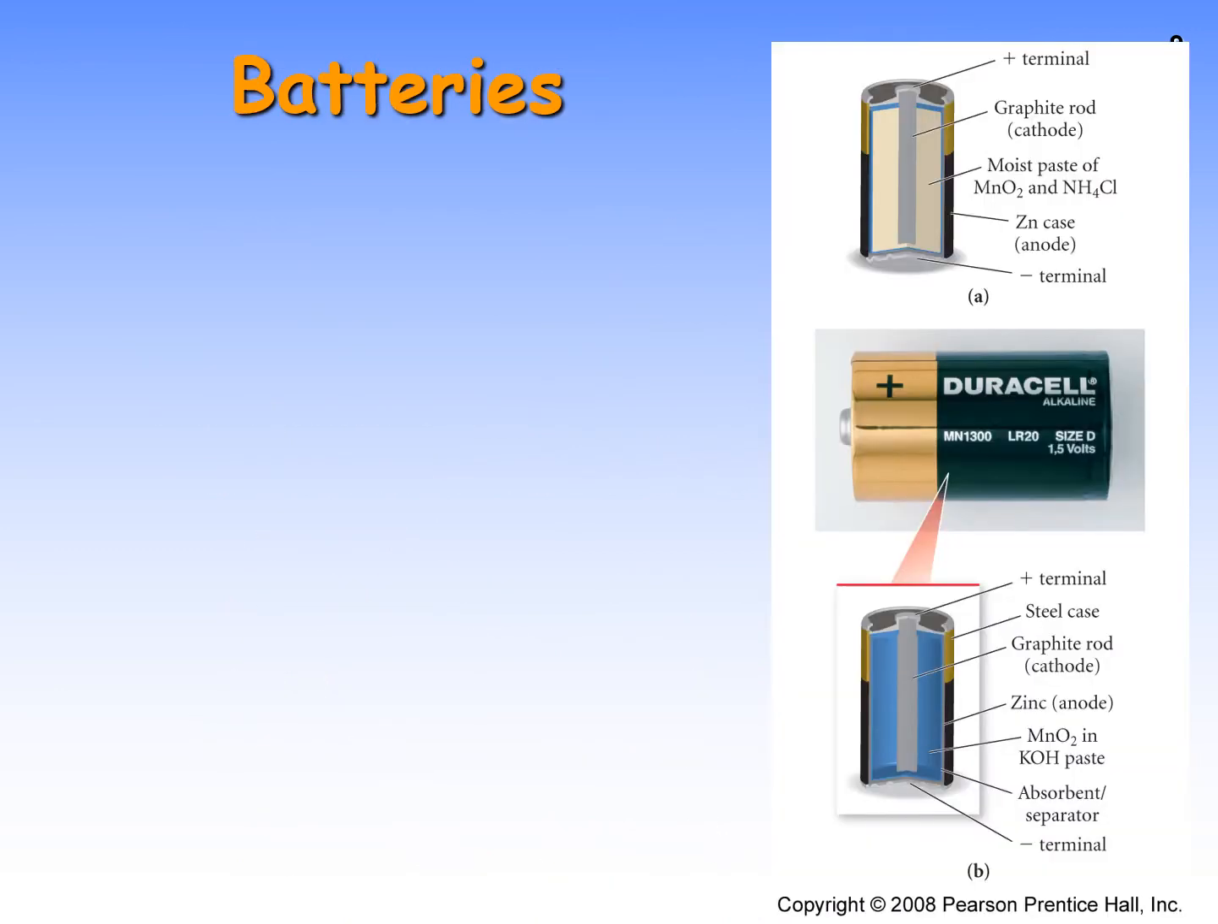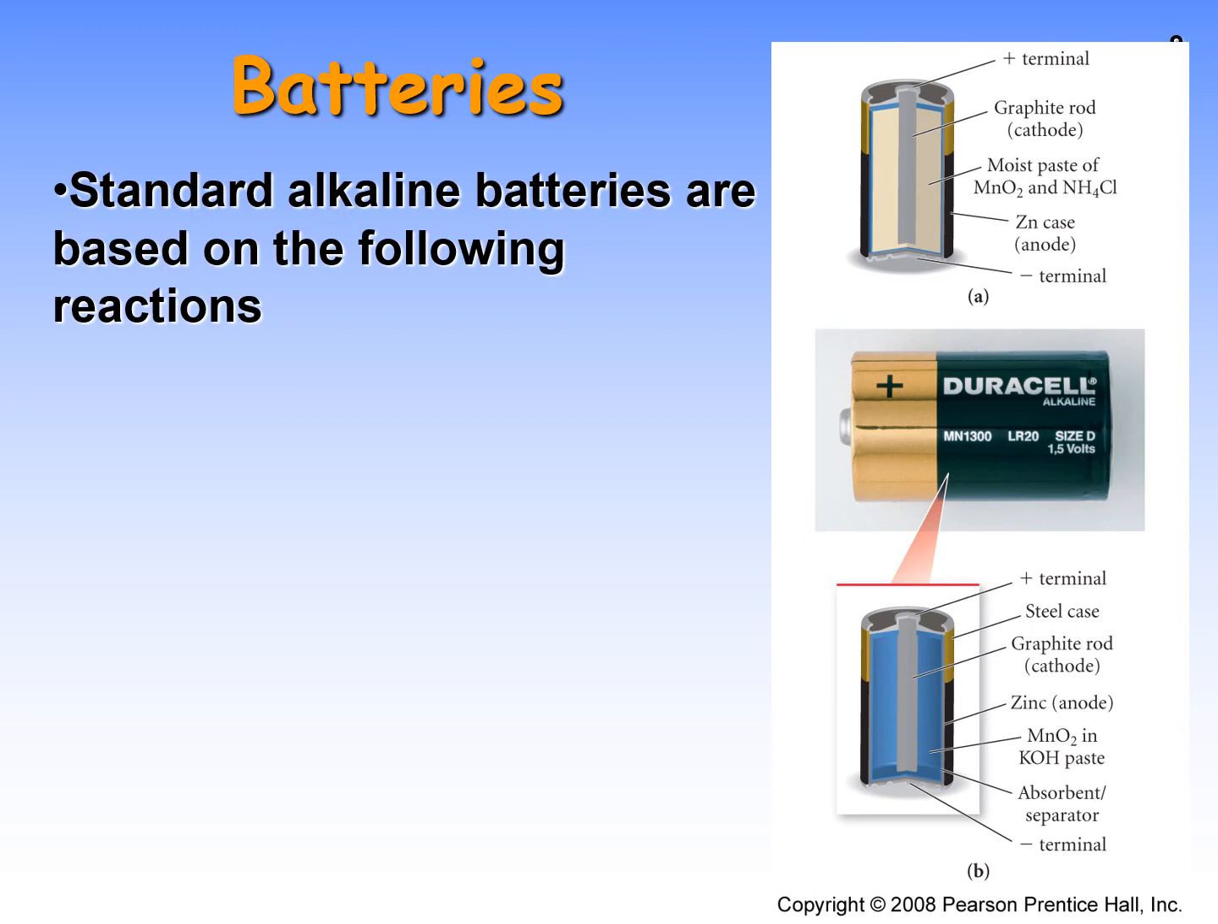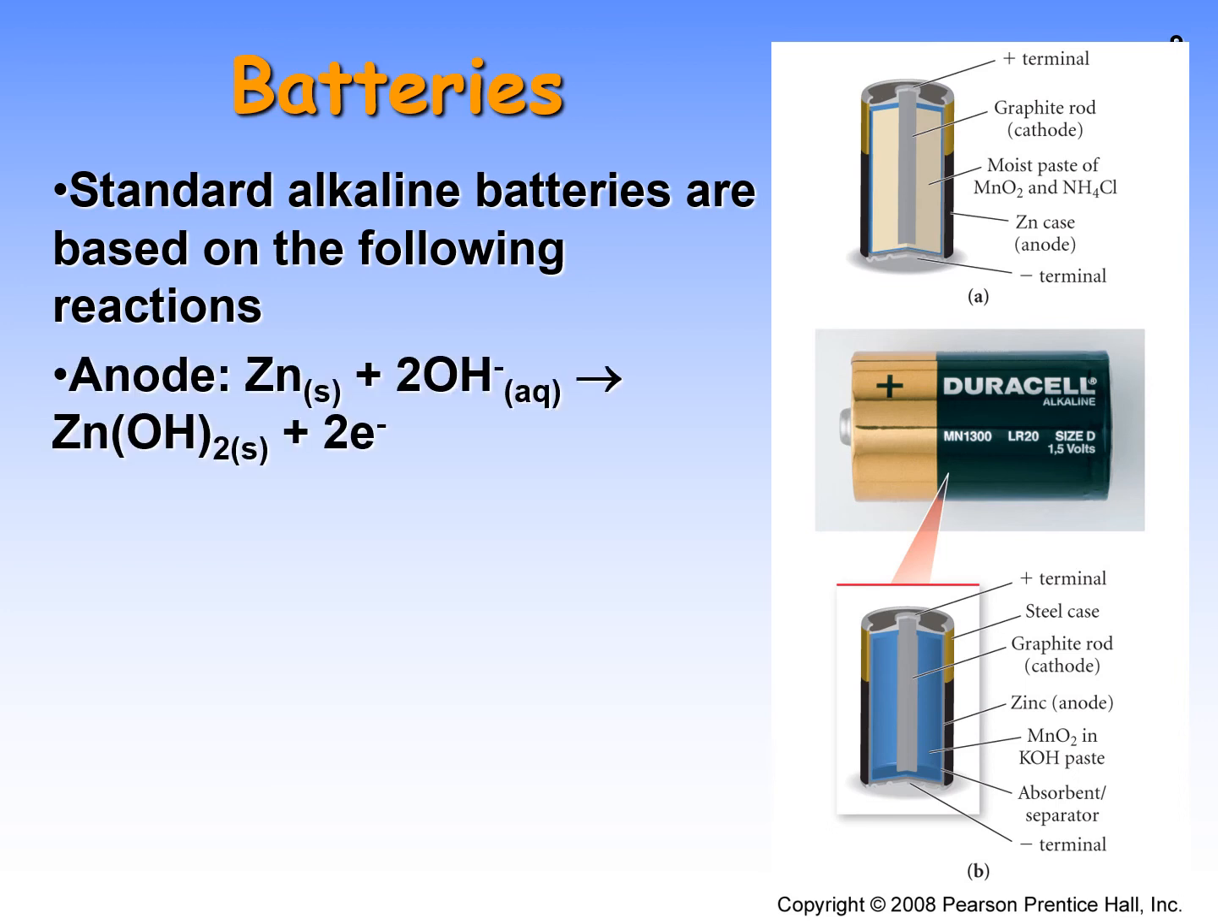So for standard alkaline batteries, they follow a redox reaction. These are all voltaic cells. So at our anode, we have oxidation still. We are oxidizing zinc to zinc 2+ in a basic environment, which means we're going to form zinc hydroxide solid. It's an insoluble salt.